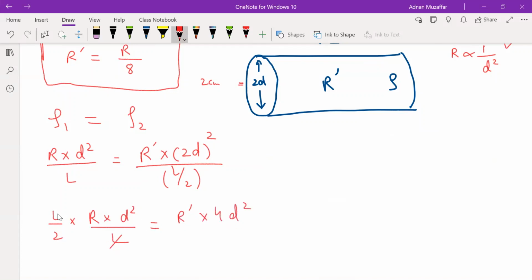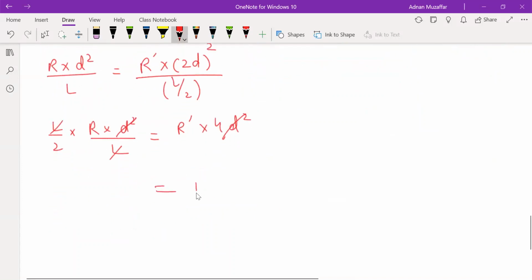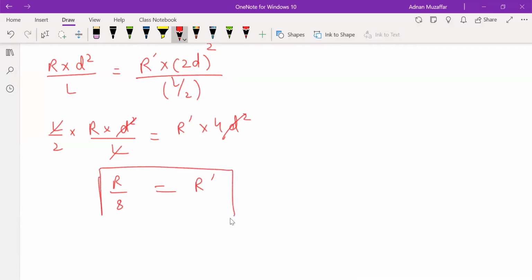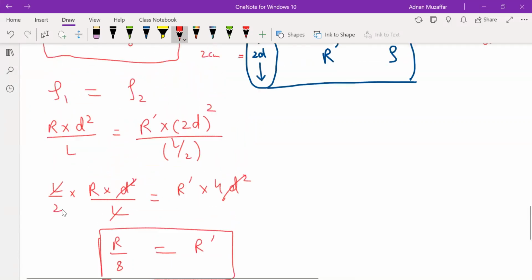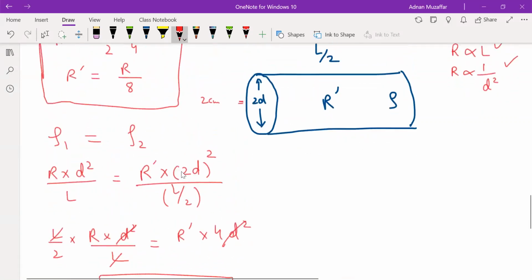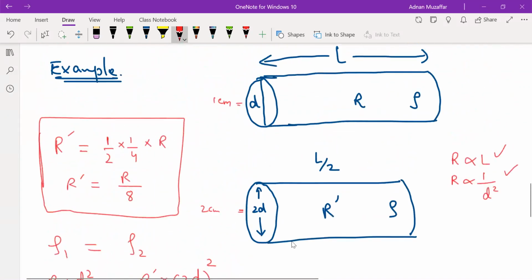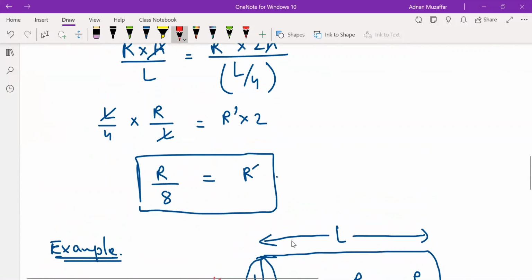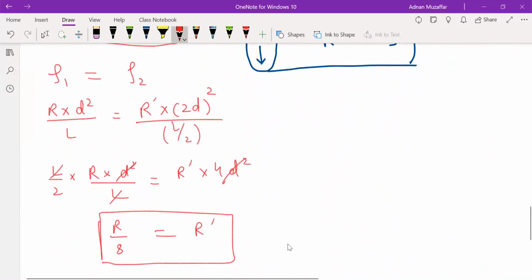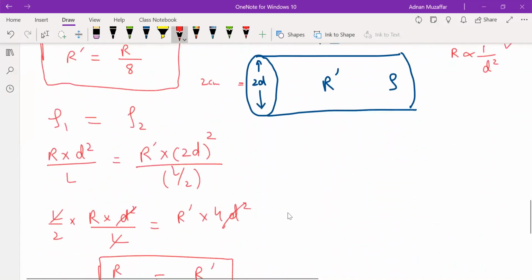So you can see this length is cancelled by this length. This D square is cancelled by this D square. So what will you get? R prime equals R by 8. You're getting the same answer. What was our answer here? It was R by 8. What is the answer now? It is R by 8. Okay, clear? So these are the two ways by which you can do the questions. So please be careful in attempting questions.